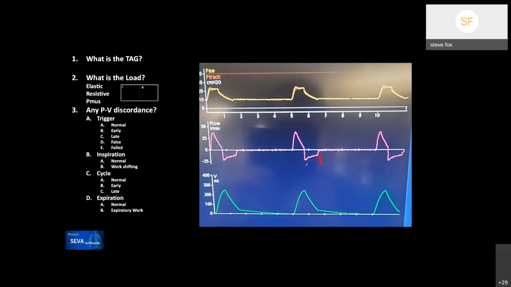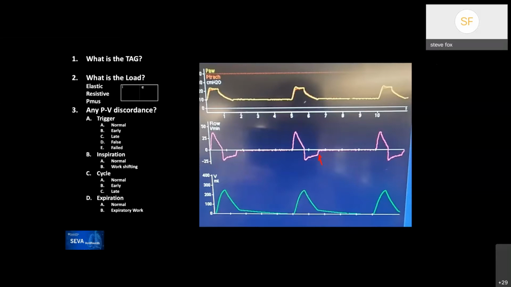Any PV discordance, trigger? Again, without really seeing for sure if there is PMUS, how do you tell what's happening with the trigger? In terms of cycling, similarly, it's hard to see any evidence of early or late cycling here. And in inspiration, no evidence of work shifting. And in expiration, I don't see much in terms of expiratory work. So anyway, it is a little bit of a stumper.